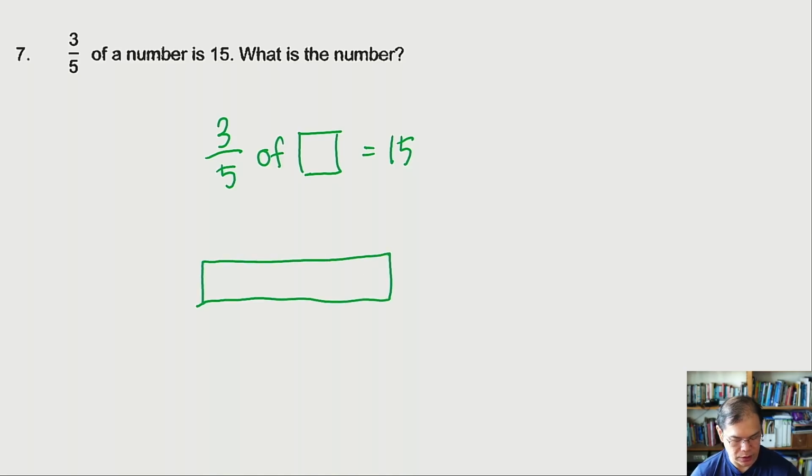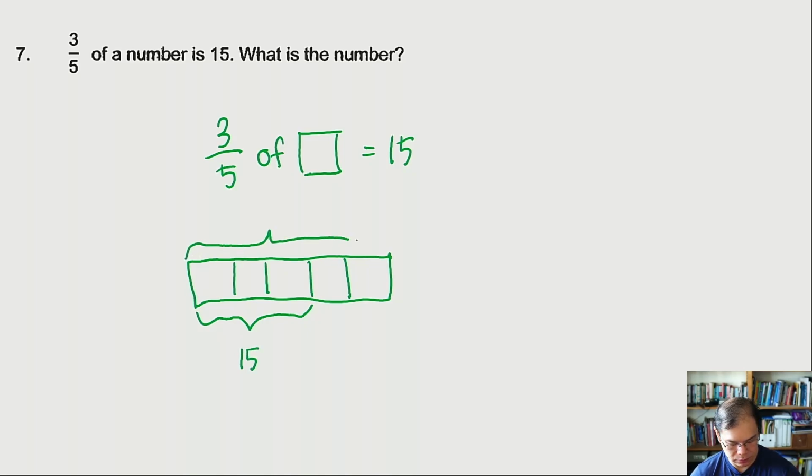if I have a number, I cut it into 5 equal parts. I take 3 of the parts, I have 15. And the question is asking, what is the number? What is this number here? Okay, what is this number?